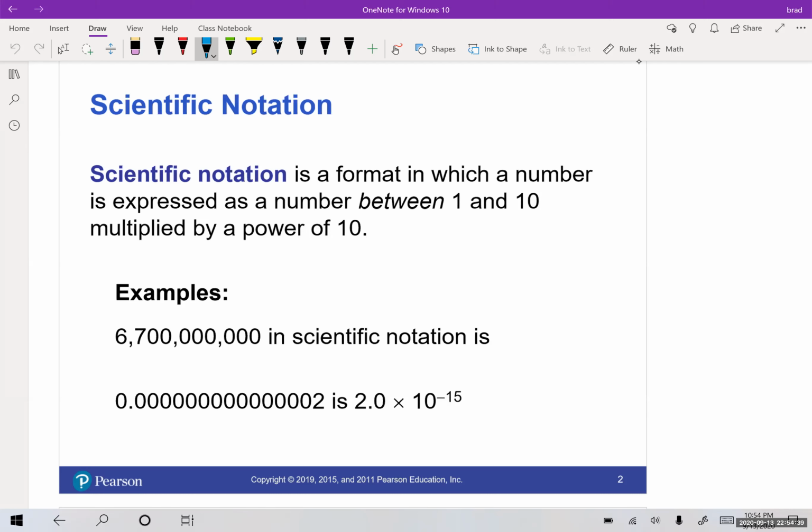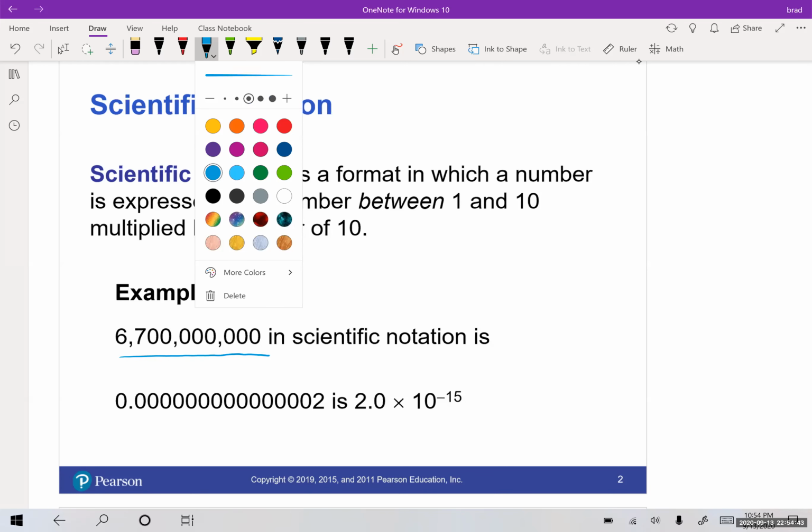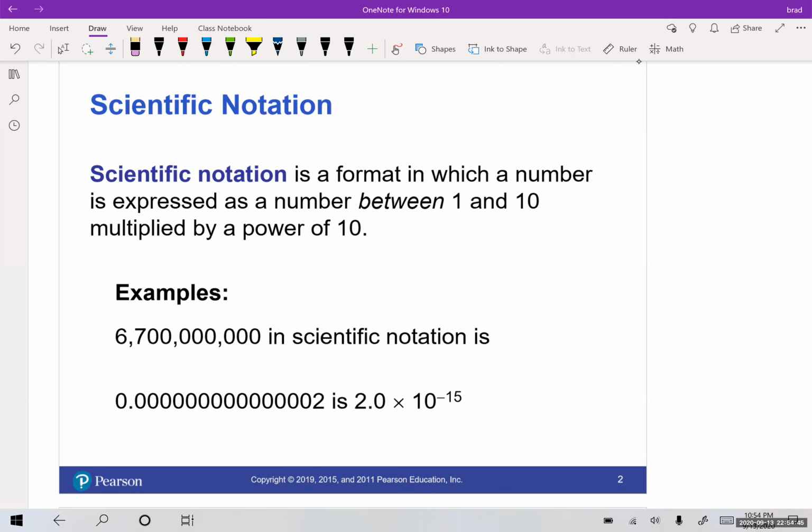So for an example, we have 6,700,000,000. Let me make this a little bit bigger. In scientific notation, what you do is you write one number to the left and you put a decimal. There will always be only one number to the left of the decimal, and then you put the rest, but you only put the values that you have. Again, we're going to talk about significant digits later on as well.